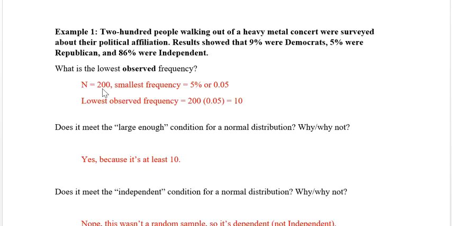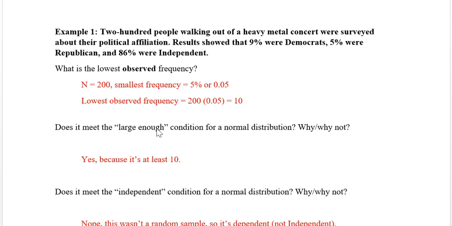So our N was 200. Our smallest frequency is this 5% right here. We turn the 5% into a decimal to find our lowest observed frequency. So we do 200, which is that N, times 0.05 to equal 10.